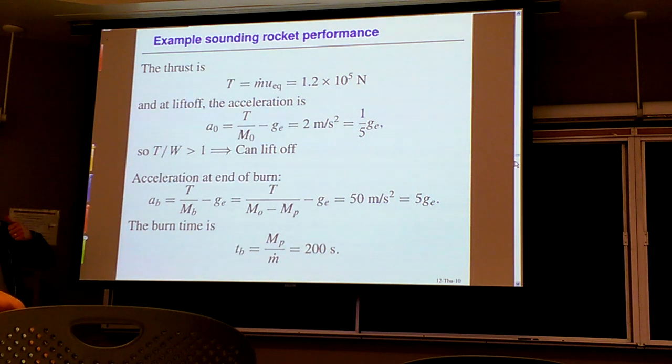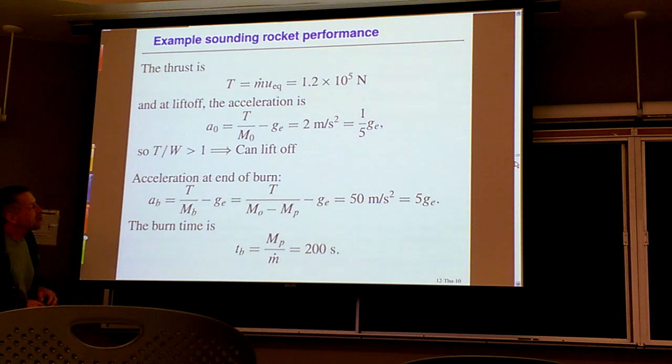So let's look at these numbers here. We have 120 meganewtons, and our acceleration, if we take thrust over mass and subtract gravity, works out to be 2 meters per second squared. So this has a thrust to weight of about 1.2, and so in fact we can lift off because the acceleration is positive. And at the end of the burn, the mass goes down to the burnout mass, which you remember is only 20% of the initial mass. And so at the end of the burn, we're basically at 5 gravities.